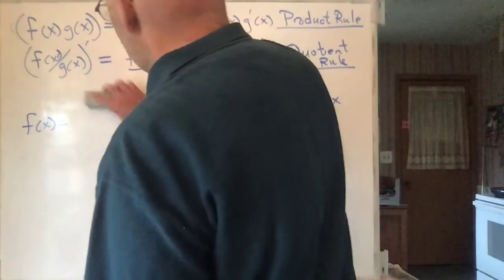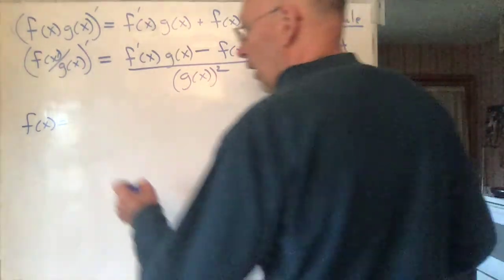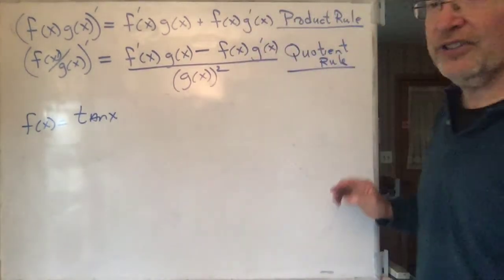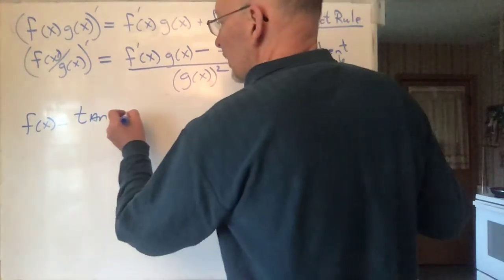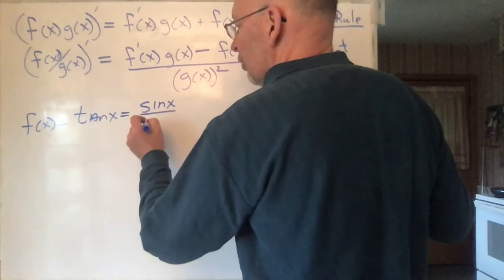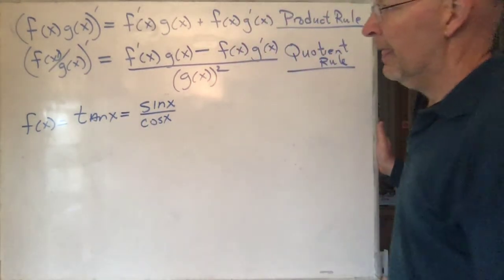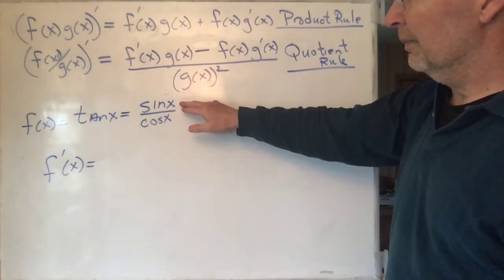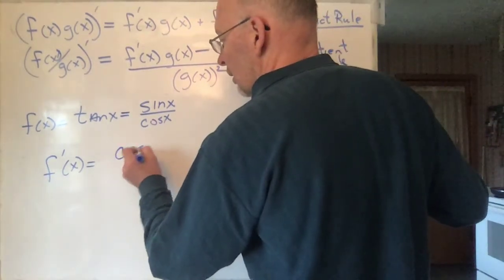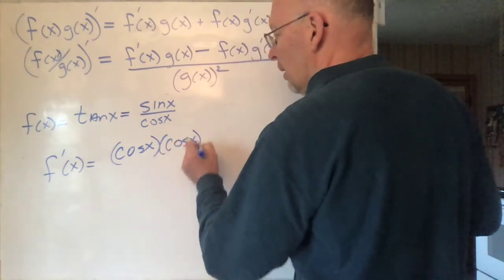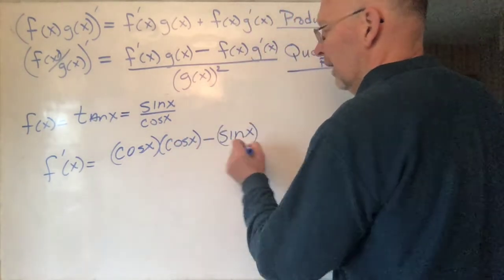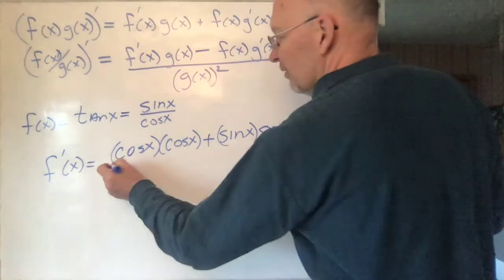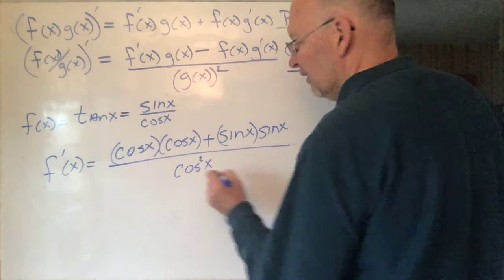Let's try another one. How about the derivative of tangent? We haven't found the derivative of tangent yet. All we found is the derivative of the sine and the cosine. But hey, that's no problem. We know how to write tangent in terms of sine and cosine. That's the definition of the tangent. And so the derivative of the tangent is going to be straightforward. The derivative of the top times the bottom minus the top times the derivative of the bottom. Derivative of the bottom, again, is going to be a negative sign. There's the negative, there's the sine of x all over cosine squared of x.